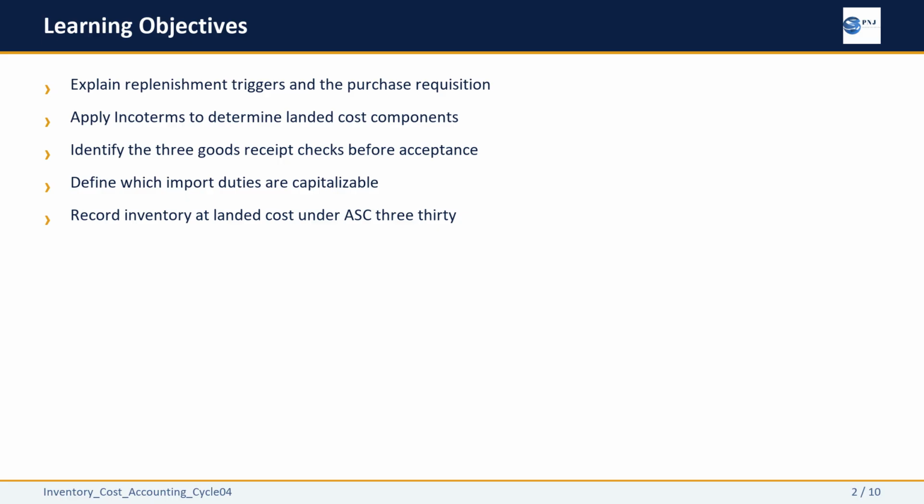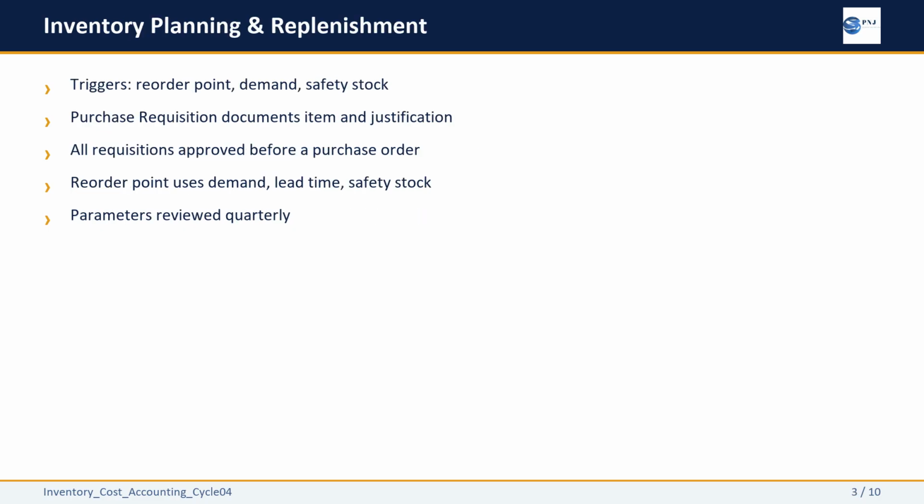Let's start where every purchase begins, with the need itself. Every purchase starts with a quantified need. Here's the key thing. Inventory should be replenished by design, not by panic. A replenishment is triggered when the reorder point is reached, when the production plan creates bill of materials-driven demand, when safety stock is depleted, or when a seasonal forecast signals it. That need becomes a purchase requisition, or PR, which documents the item, quantity, required date, estimated cost, and business justification. Crucially, every requisition must be approved before a purchase order is raised.